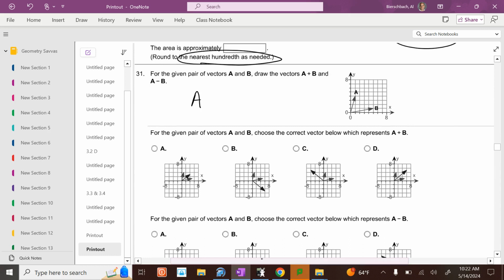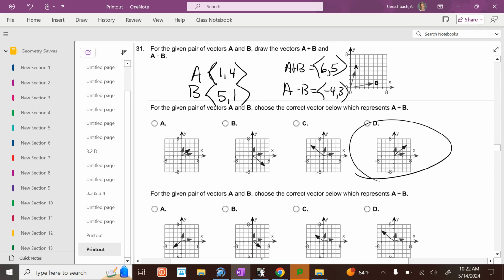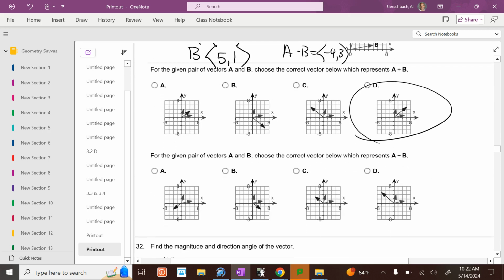A for this one is at 1, 4. B is at 5, 1. If we add them together, it'd be 6, 5. A minus B is at negative 4, 3. So we find the one that's 6, 5, which is this one. Find the one that's negative 4, 3, which is this one.